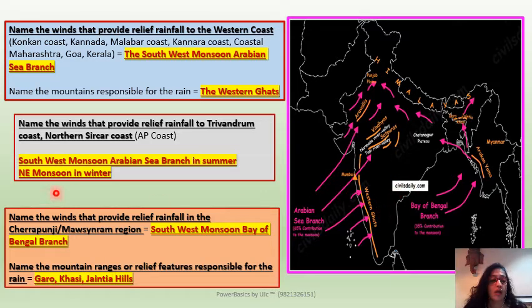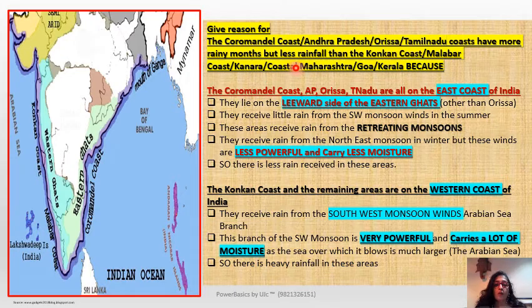Name the winds that provide relief rainfall to Trivandrum coast, northern Sirkar coast, Andhra Pradesh. This is Andhra Pradesh. Southwest monsoon, Arabian Sea branch in summer and northeast monsoon in the winter. Name the winds that provide relief rainfall in Cherrapunji and Mawsynram. We know it. The southwest monsoon, here at Cherrapunji, Garo and Khasi, southwest monsoon, Bay of Bengal branch. Name the mountain ranges or relief features responsible for this rain in Cherrapunji and Mawsynram: Garo, Khasi and Jaintia, right? All three. Garo, Khasi, Jaintia, GKJ, the Garo, Khasi, Jaintia hills. Okay. I'll give reason for.